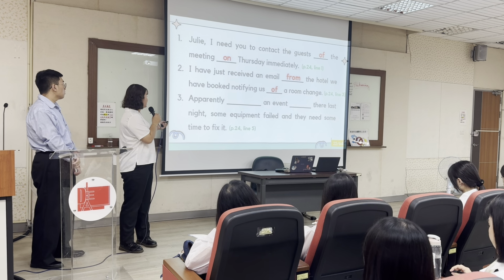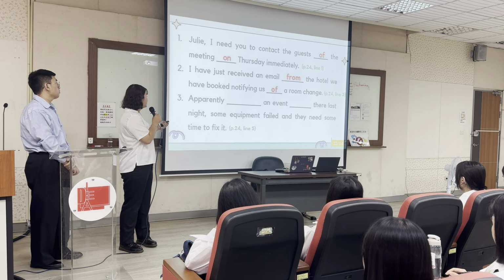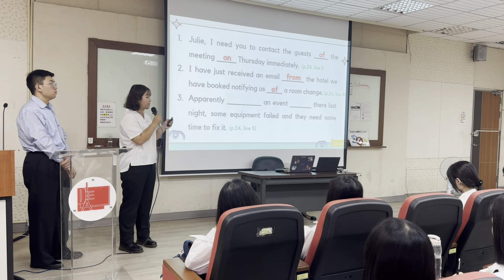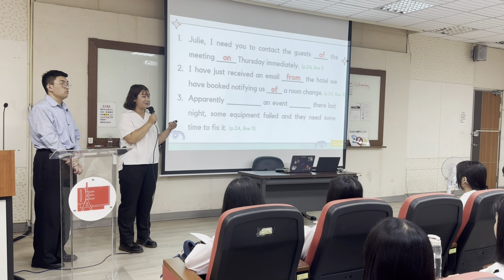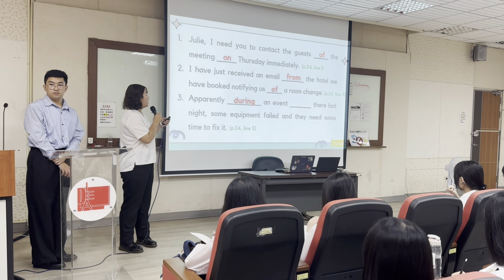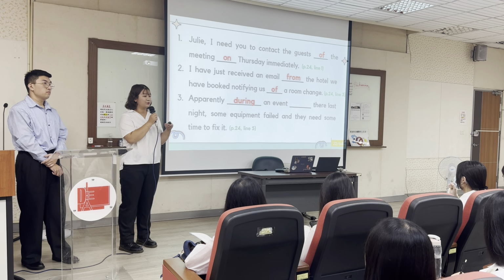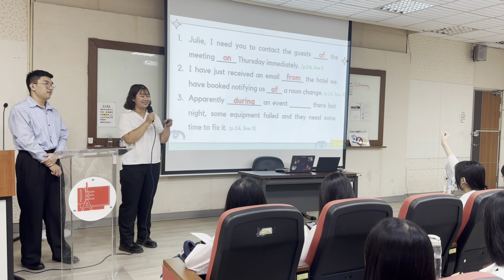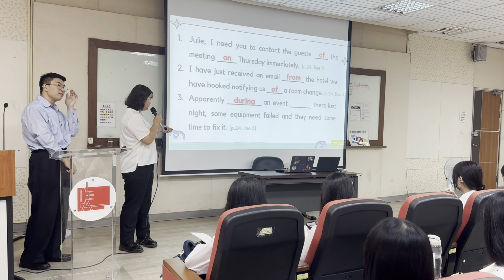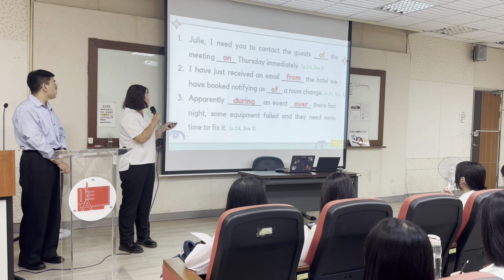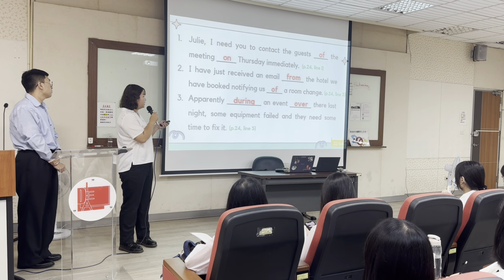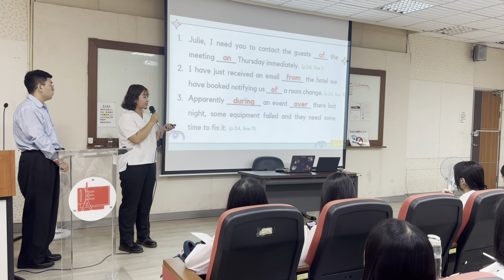And the third one is, apparently an event later last night, some equipment failed and they need some time to fix it. 3, 2, 1. Yeah, the answer is during. And the second blank space, 3, 2, 1. Yeah, the answer is over. Okay, please repeat after me again. Apparently, during an event over there last night, some equipment failed and they need some time to fix it.